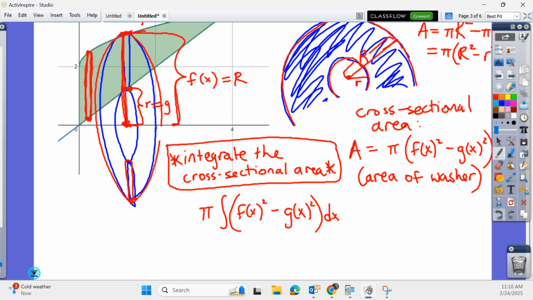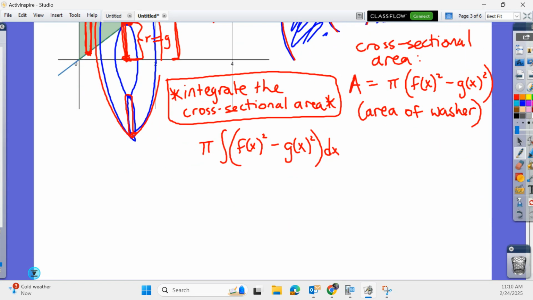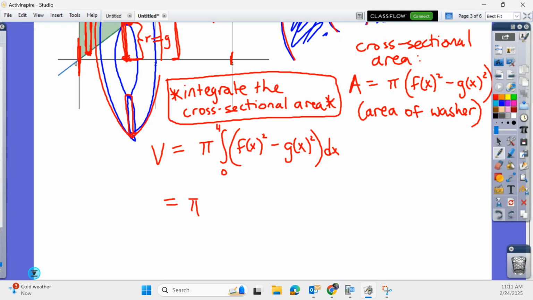All right, so what are f and g? Well, f was square root of x plus 2, and g was just x. So this volume that we want, that's our main setup, and it is pi. Oh, we need limits of integration. It's still from 0 to 4, right? That's how that region is defined for x values. This is all with respect to x, so that's what we're going to use, 0 and 4, because they are the x values for our region.